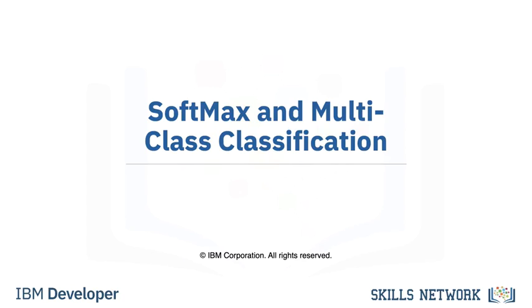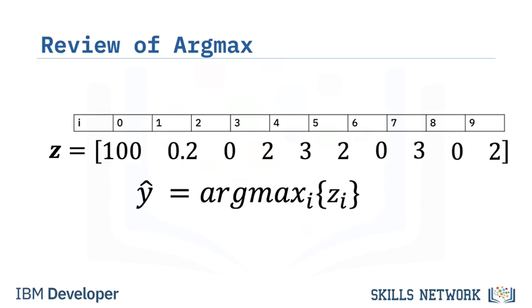In this video, we'll discuss softmax and multi-class classification. Before we continue, let's review the argmax function. The argmax function returns the index corresponding to the largest value in a sequence of numbers. Here, the largest value in Z is 100, and the corresponding index is 0. Thus, the argmax function will return 0.